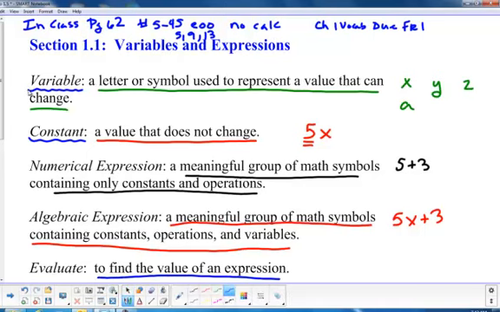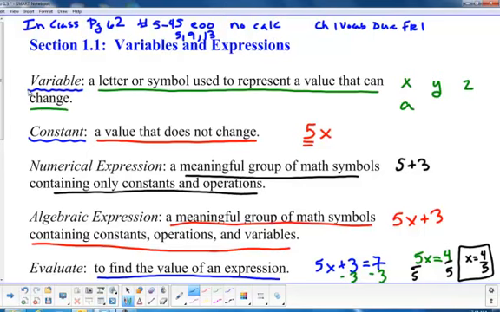And evaluate means to solve. So you'd have to have an equal sign. So if you had 5x plus 3 equals 7, you would subtract the 3. So 5x equals 4. And then you would divide by 5. So x is 4/5. Now in the book, sometimes the answer key is a decimal, like 0.8.